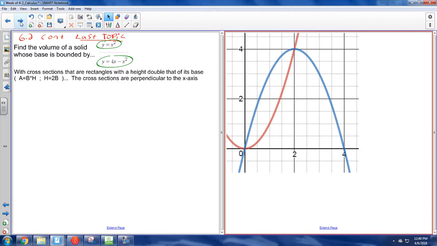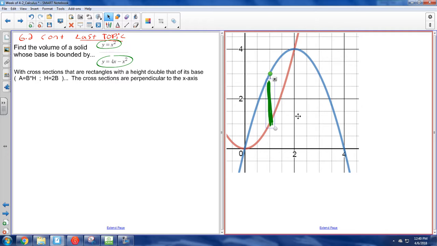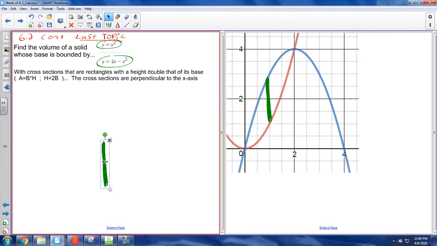We want cross sections that are rectangles, in this area. Let me try to put this as clear as I can. I'm going to take this line right here, and I'm going to make this really bold, so maybe you should do the same. I'm going to copy that line, or rather clone it, bring it over here, and rotate it. So that is that segment.